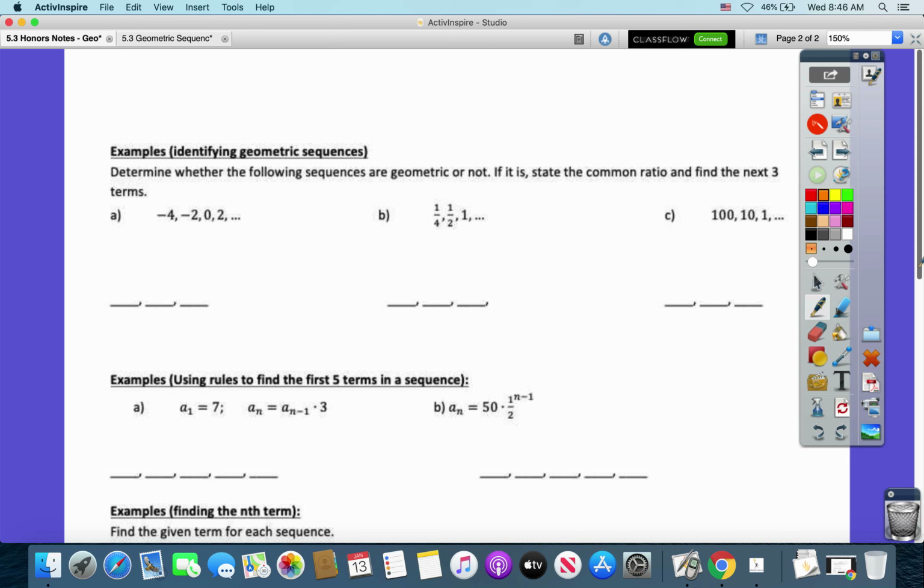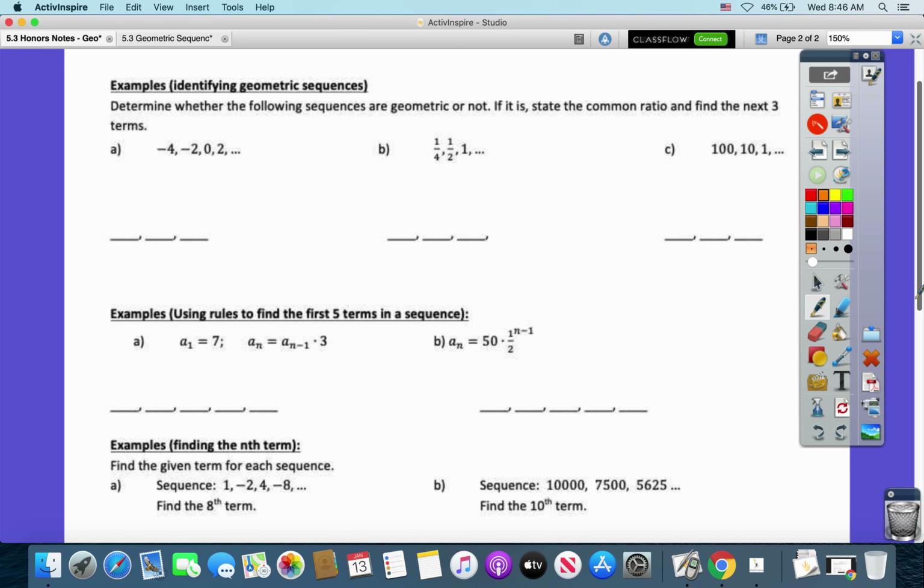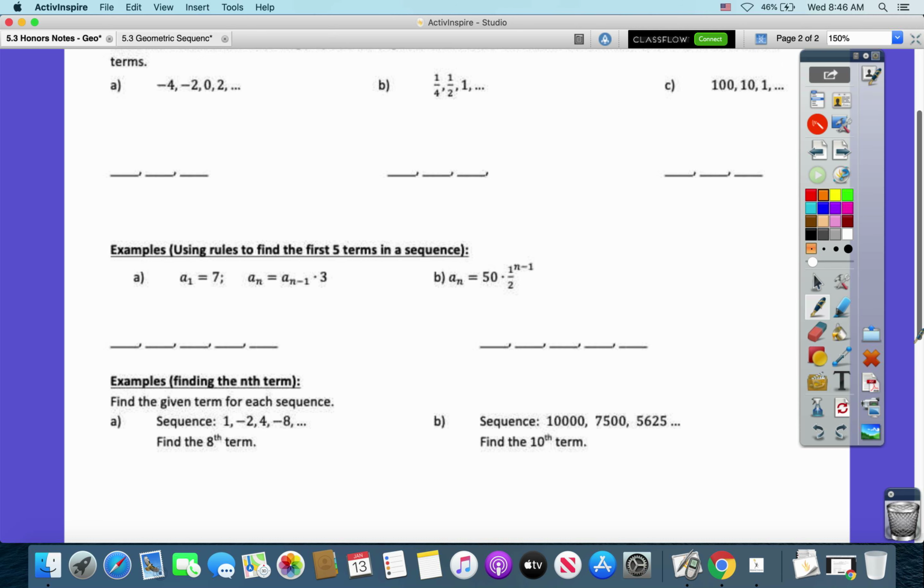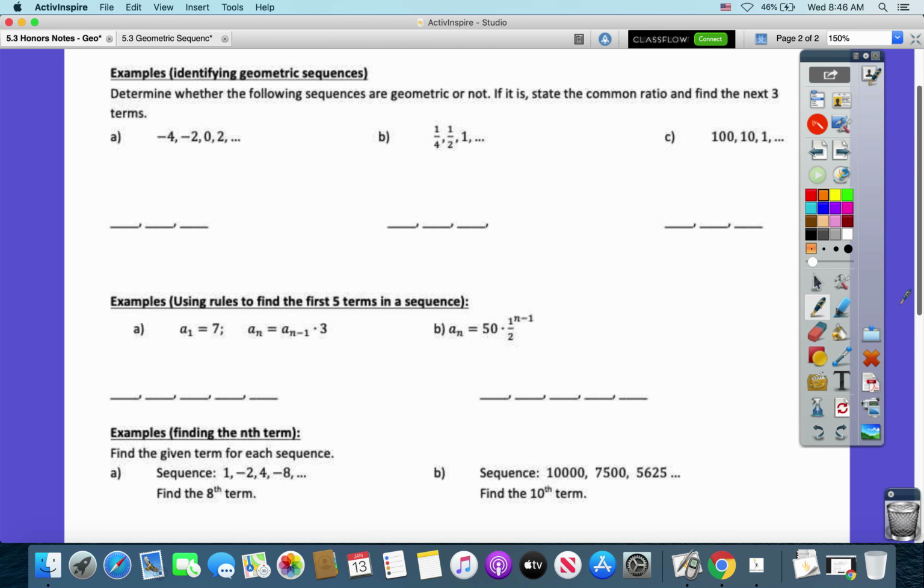Okay, so we have written the rules. Now we're going to talk about just finding terms in the sequence, sometimes using the rules, sometimes just following the pattern. So looking at this one, determine if the sequences are geometric or not. If it is, state the common ratio and find the next 3 terms. If it's geometric, that just means we're multiplying by the same number every single time.